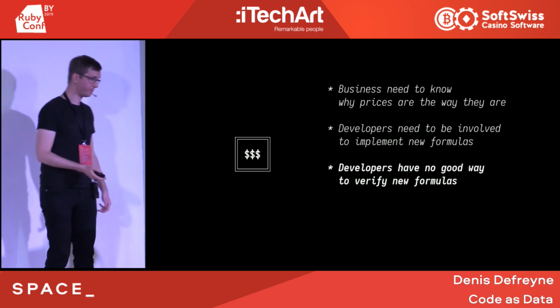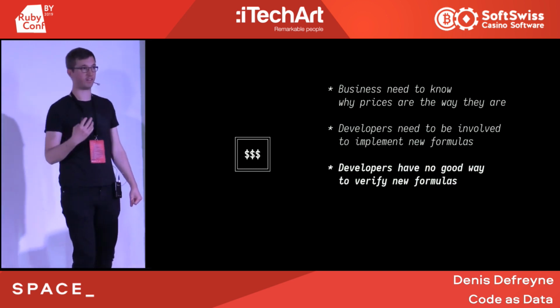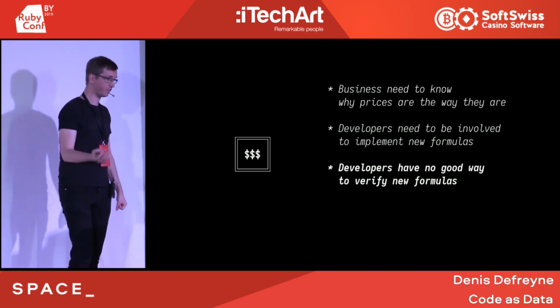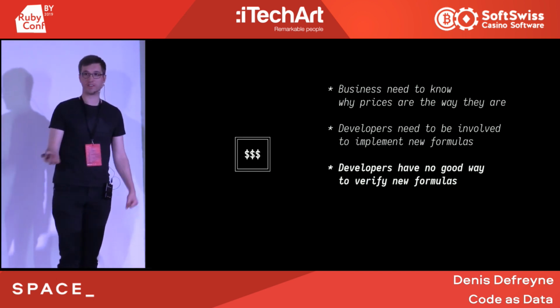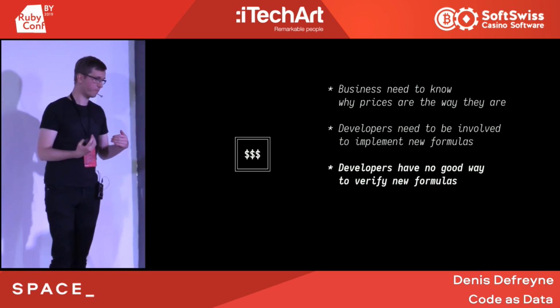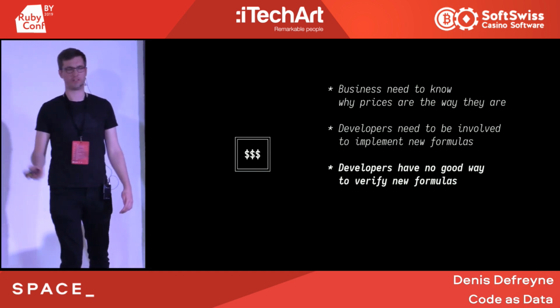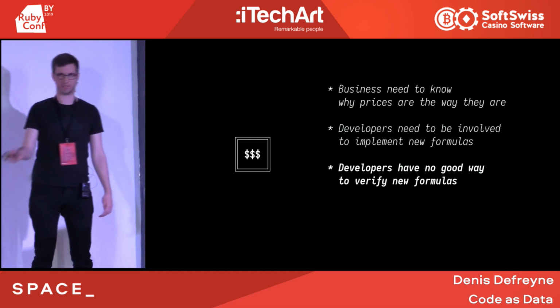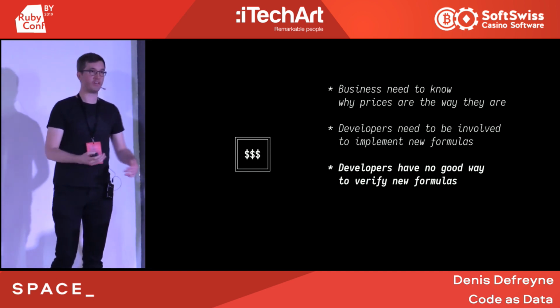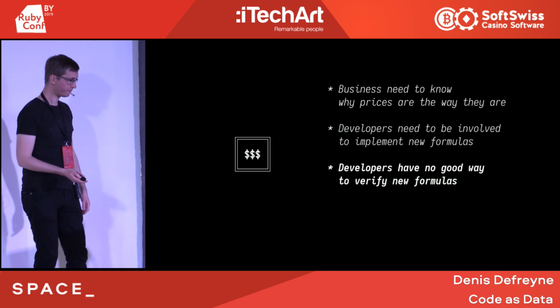Issue number 3 is that developers have no good way to verify whether a pricing implementation is correct. A price is a number, and the only real expectation of a price is that it's above 0. If it's below 0, then you would get paid to move, which I don't think is realistic. But you can't really write good test cases for prices.